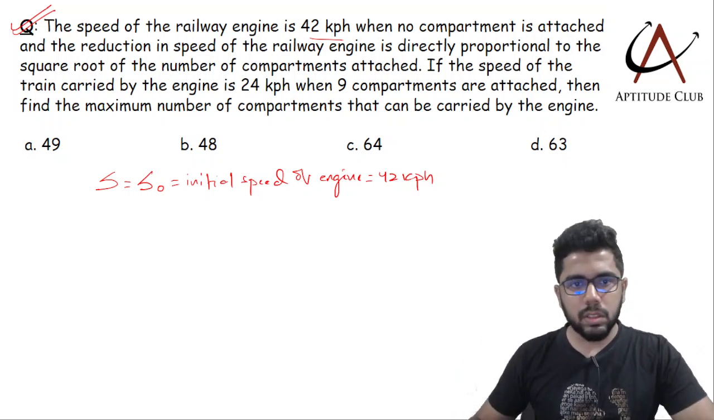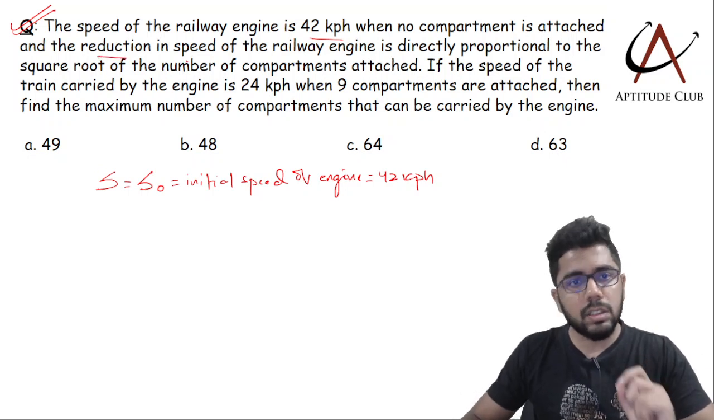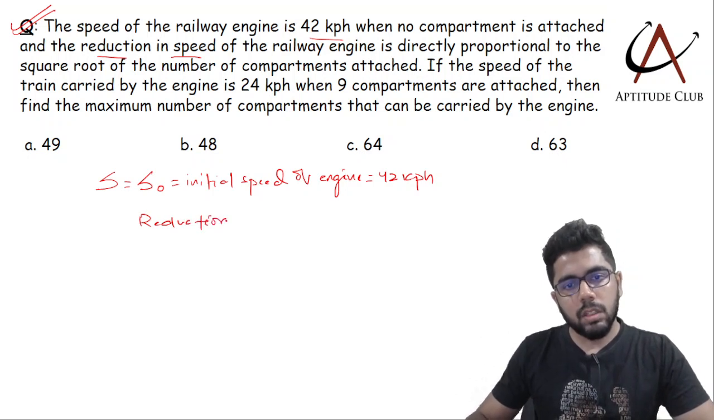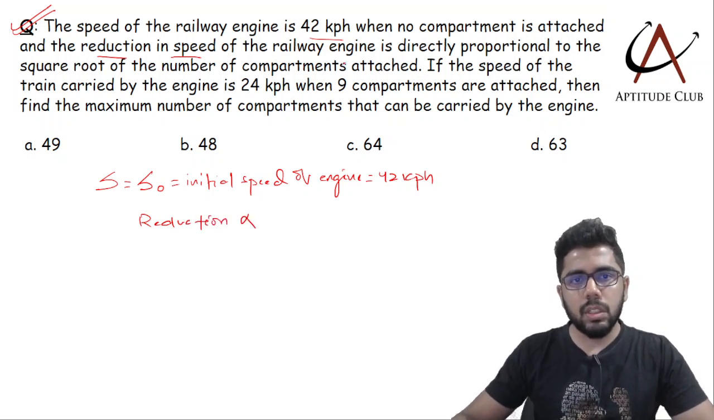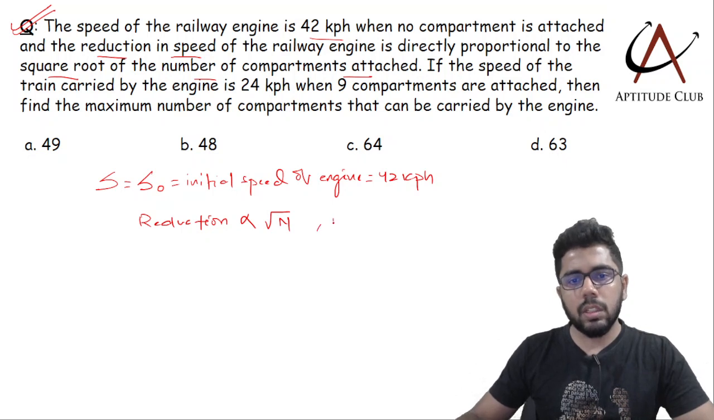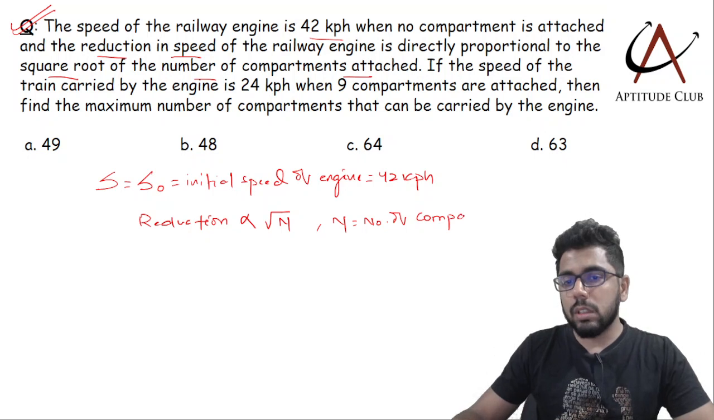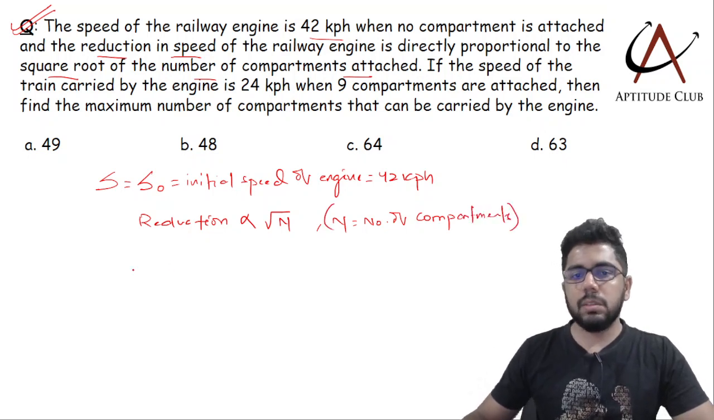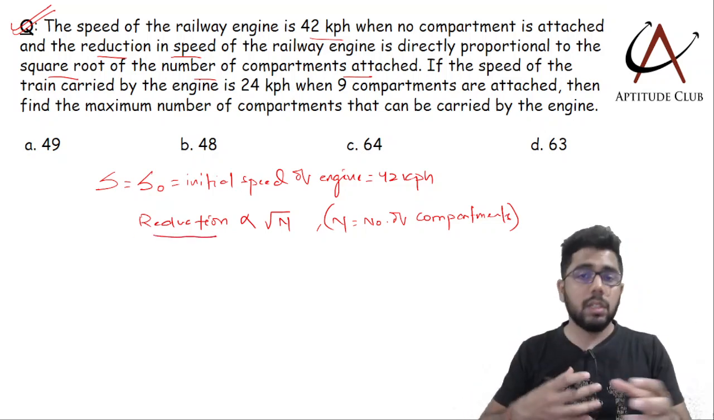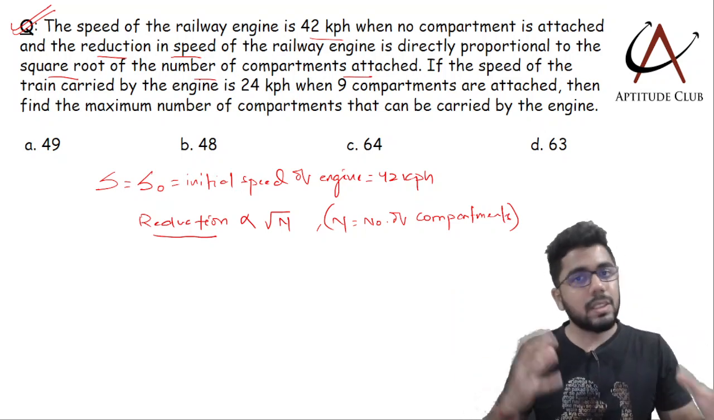Normally we can make sense of it in this way, and it is said that the reduction in speed is directly proportional to the square root of the number of compartments attached. So I can say reduction is directly proportional to square root of n, where n is the number of compartments attached. Now this is very important, to read the question carefully. The reduction in speed. Now what do you mean by reduction? There was some speed earlier, now the speed has reduced and became something else. The difference itself is the reduction.